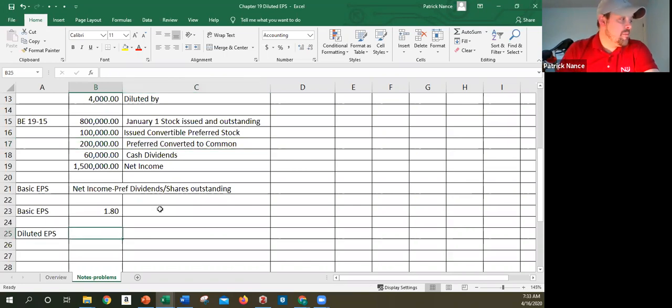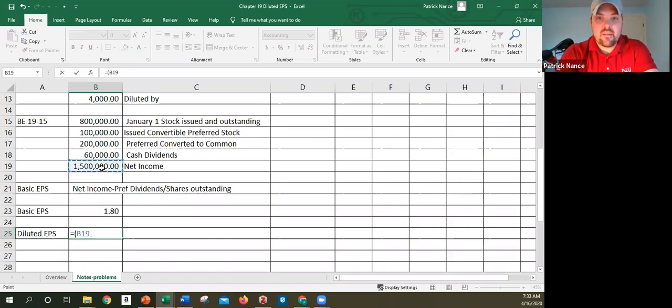So if that were to happen, I would have my net income, 1.5 million. I do not need to take my preferred dividends out, because if we're working off the assumption the preferred are converted, then there would be no preferred dividends. So just the net income divided by the 800,000 shares initially issued. And then again, if we're assuming that they're converting, we need to add the additional shares. And since we're assuming conversion, we always assume it's converted at the beginning of the year.